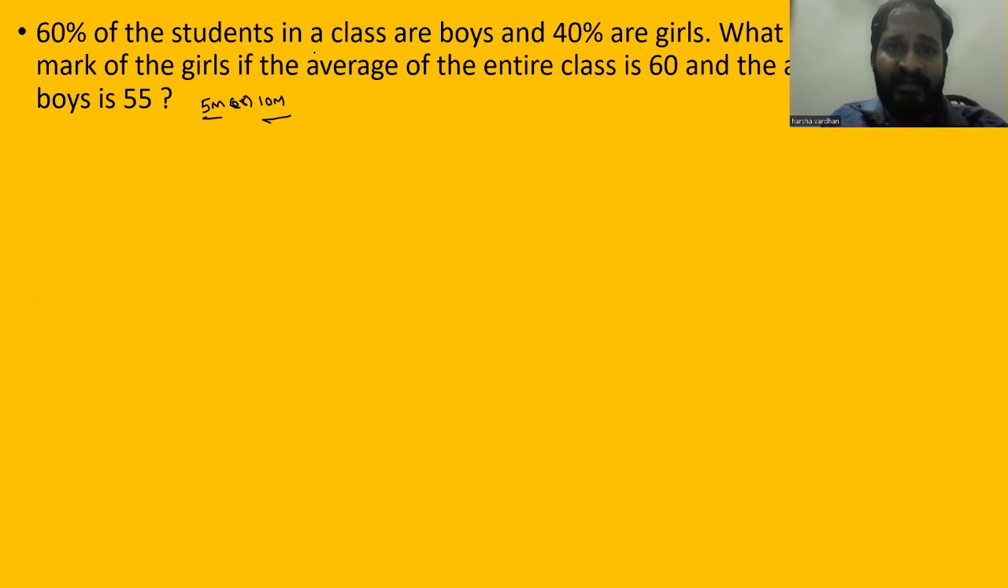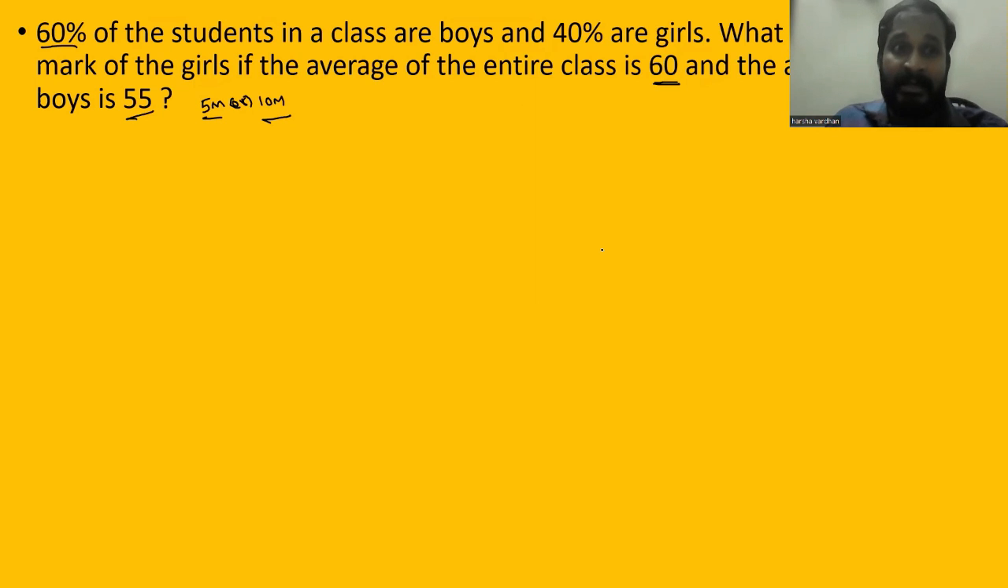So 60% of the students in a class are boys and 40% are girls. What is the average mark of the girls, if the average of the entire class is 60 and the average of boys is 55? Now see here, students, they have given you percentages and they have given you averages. Two different concepts, and they combined them and asked us a question from this area. And it also relates, if we want, we can also relate ratio and proportions to this.